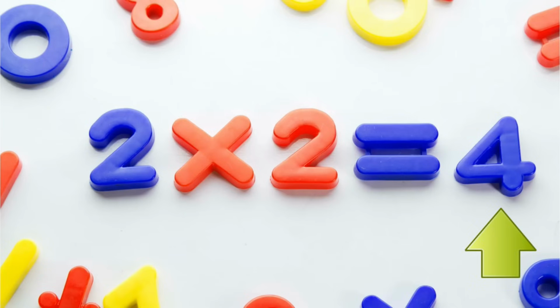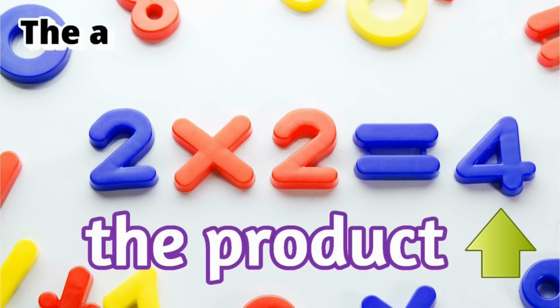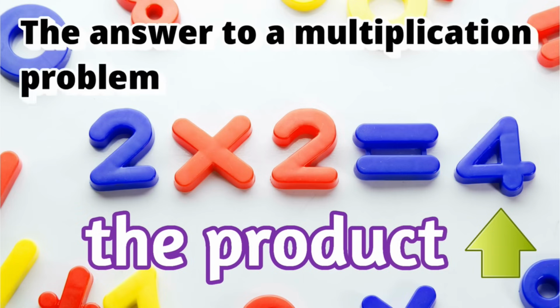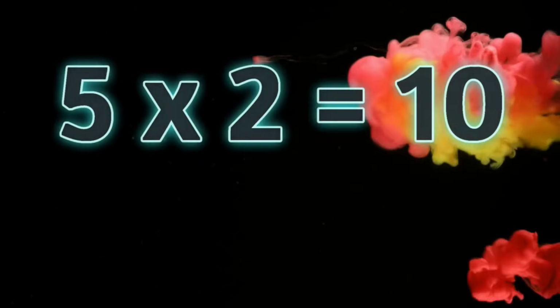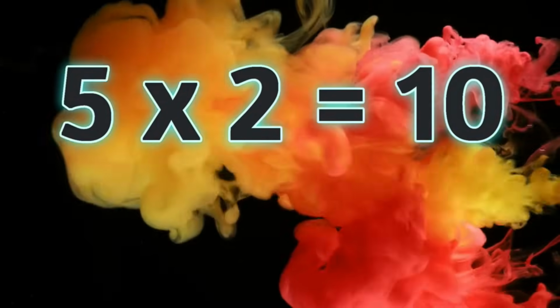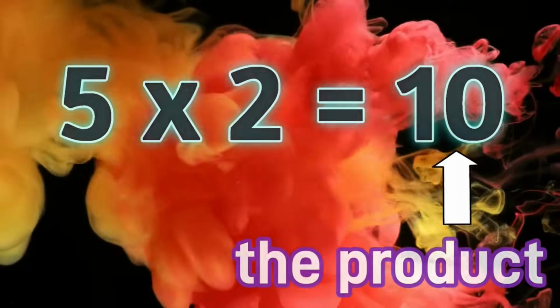What is the answer to a multiplication problem called? Yeah, the product. The answer to a multiplication problem is called the product. For example, 5 times 2 equals 10. 10 is the answer, so it's called the product.